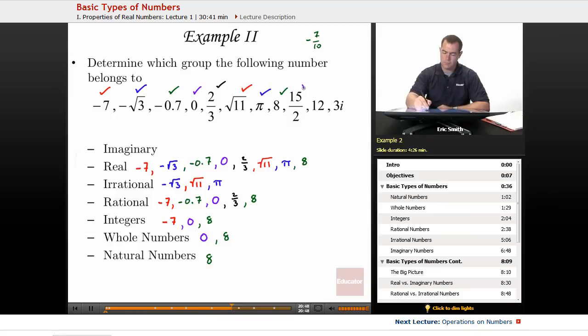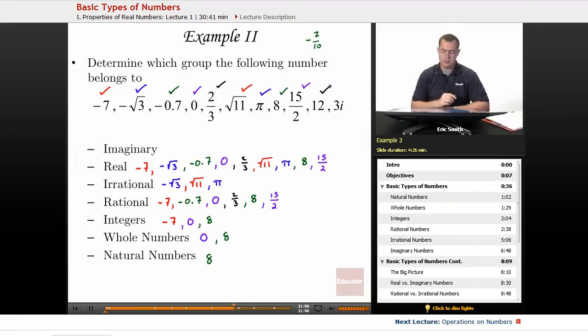Alright, on to 15 halves. I will say that that is a type of real number. I can write it as a fraction, so let's put it in our rational category. Unfortunately, it is not an integer, so I will not put it into that one.